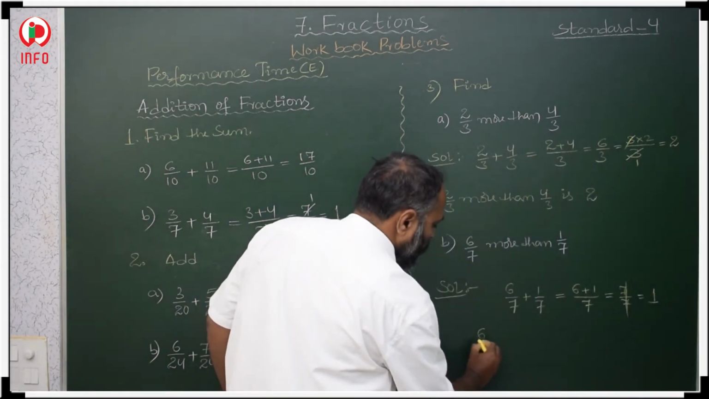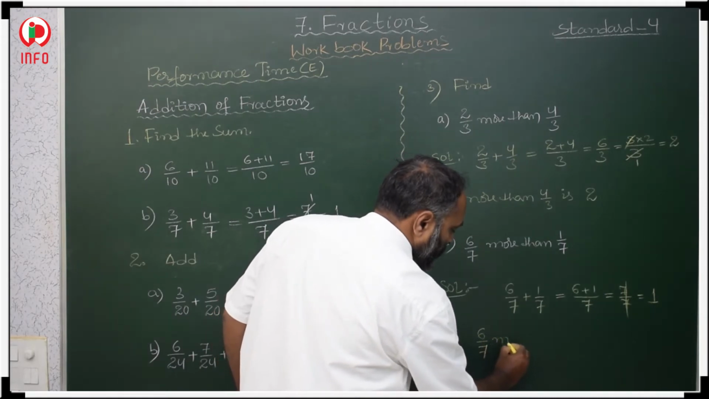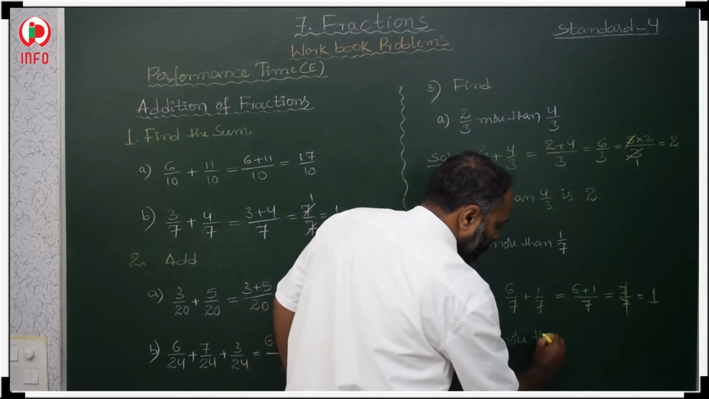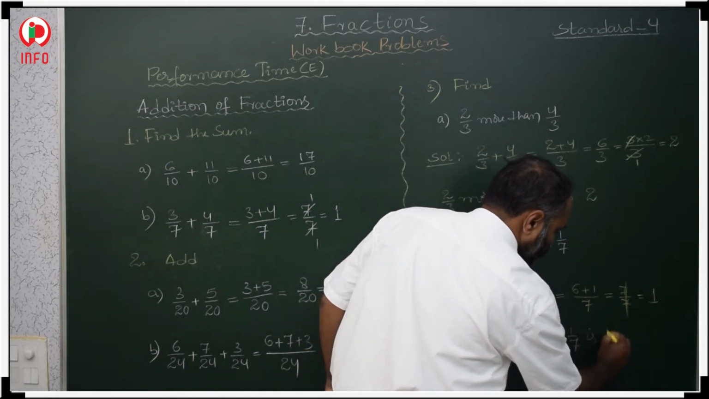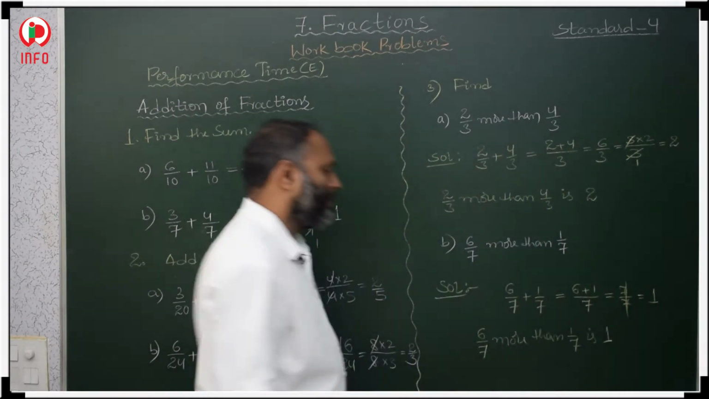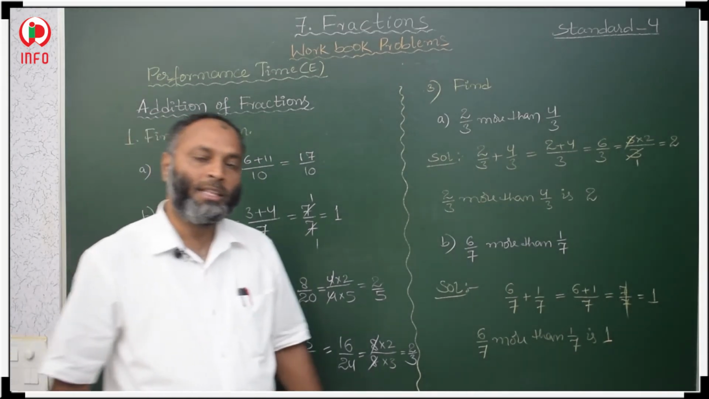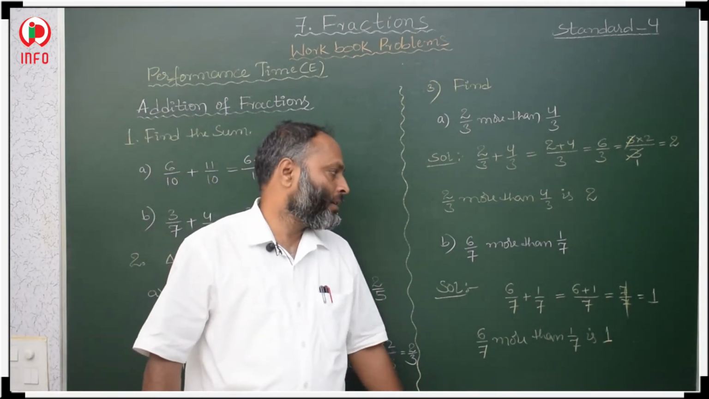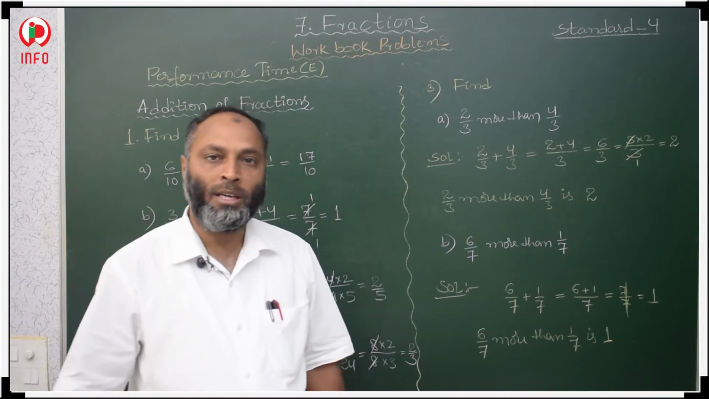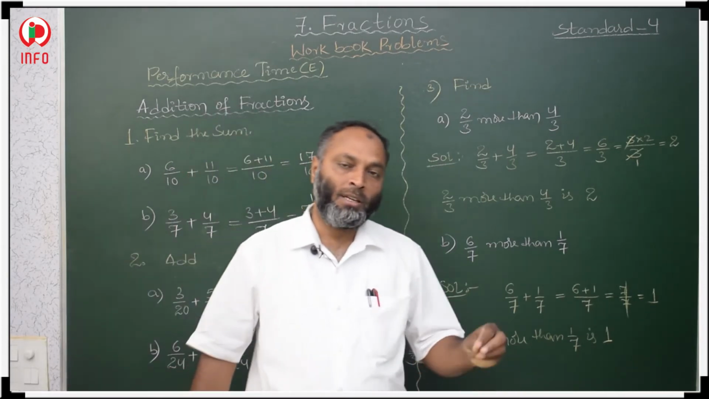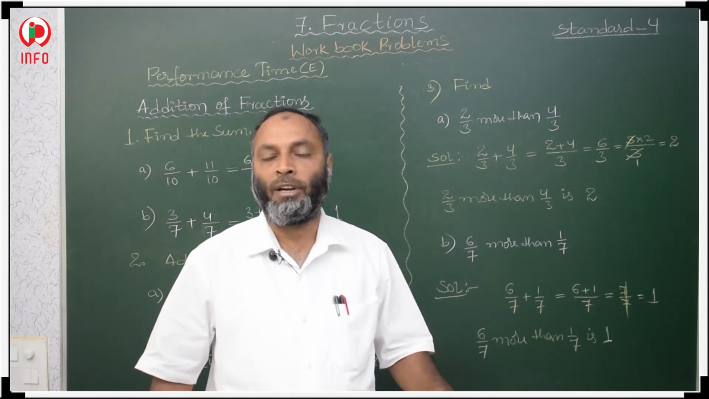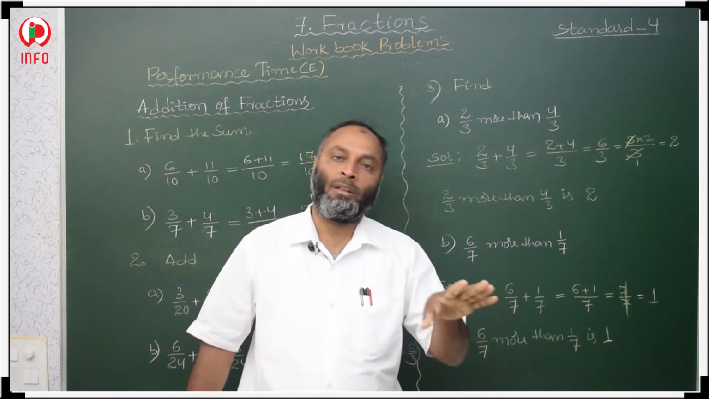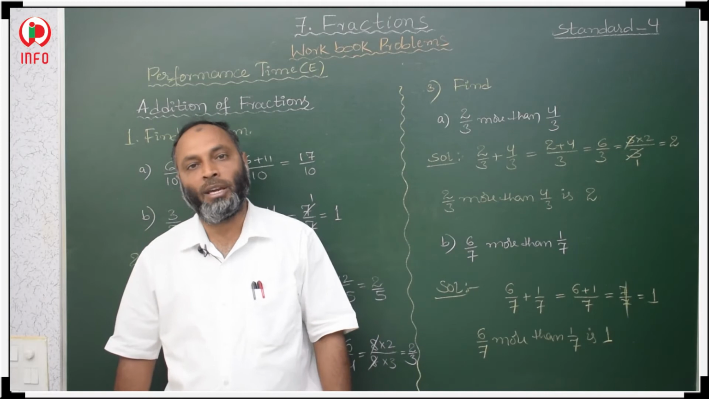Then 6 by 7 more than 1 by 7 is 1. Okay? This is the answer. In this way we have to find the sum. If like fractions are given, you just find the sum of the numerators divided by the common denominator. So, that is our answer. Okay?